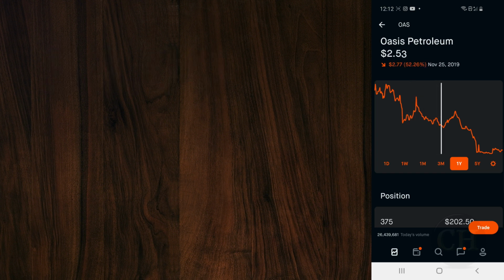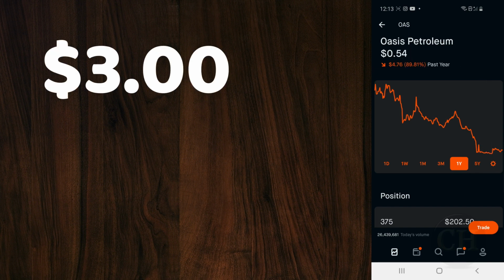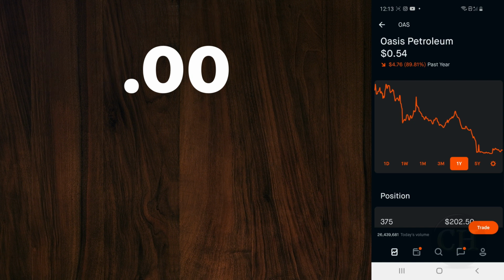Again, we hit that same number around November 27th or November 29th of 2019. We also hit that same number at $2.33. Okay, so we're going to say, let's see if we can get somewhere around $3 per share. We want this line on the right over here to go up to $3. Right now, it's only at 54 cents per share.